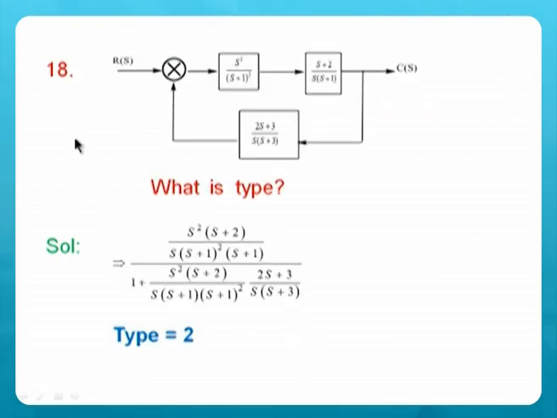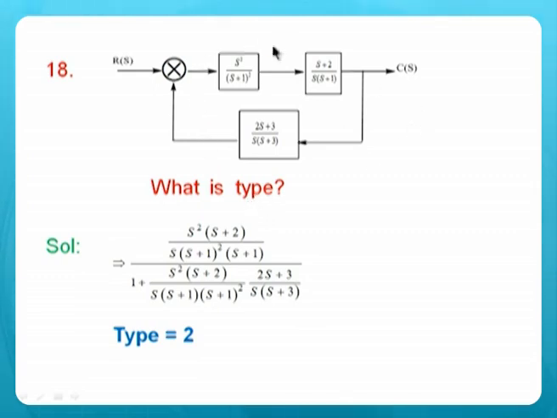Now this is another problem. You can see that the function is given in the form of various blocks. This one is multiplied with this because these two blocks are in cascade. So together the product is G and this is H. And the question asked, so simple, is what is the type number?